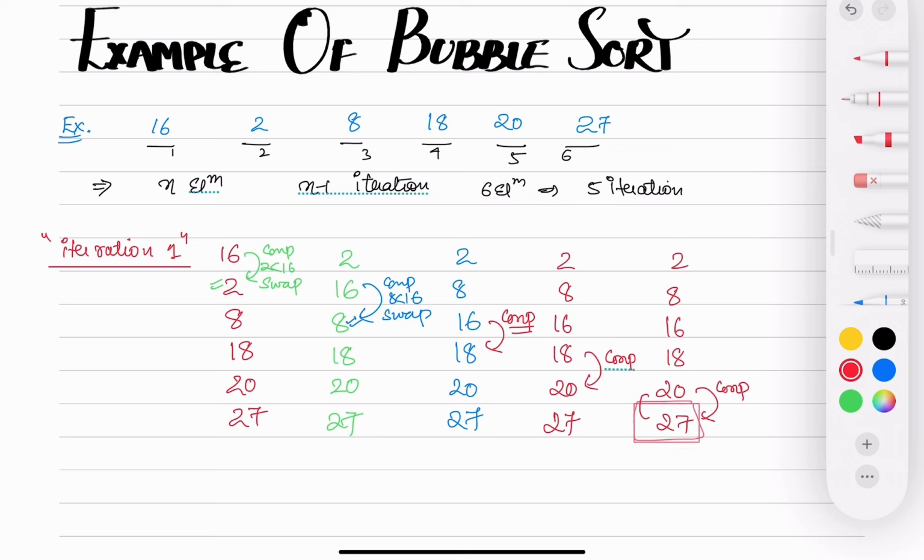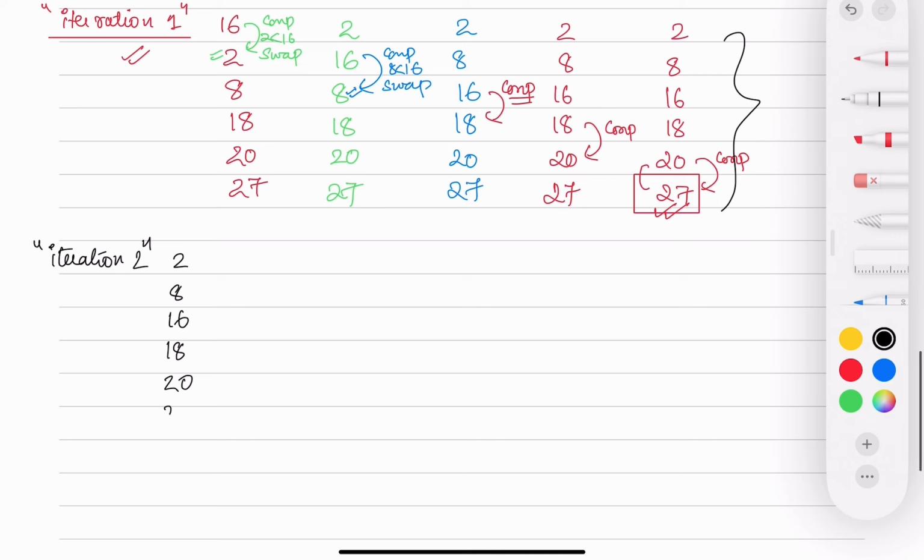So what we do in bubble sort, we say that we are bubbling up the largest element to the last position. So iteration 1 means the largest element has got its right position. Now in iteration 2, the second largest element will get its right position. So if you trace this, iteration 2, now quickly we'll take this as 2, 8, 16, 18, 20 and 27.